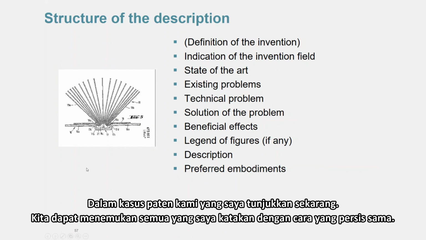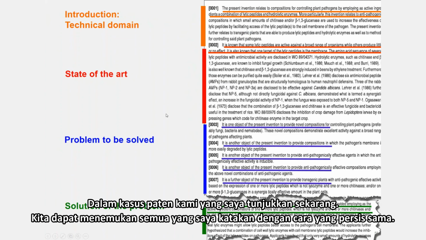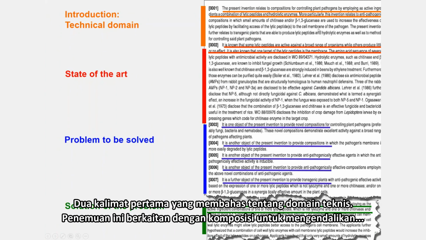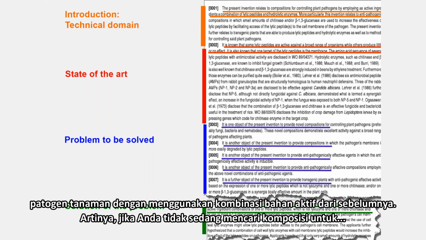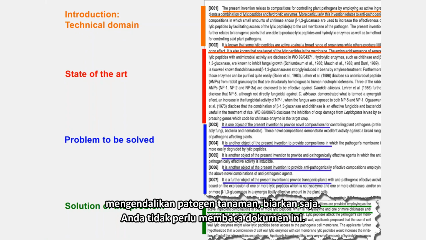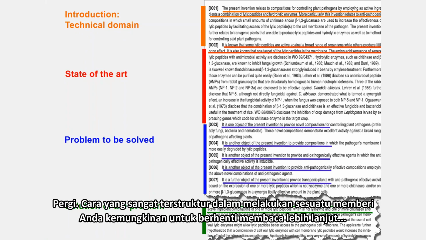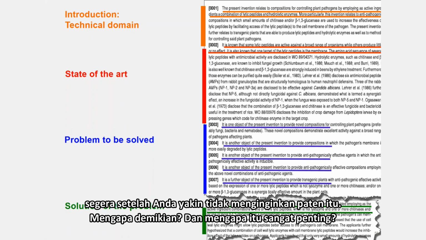So in the case of our patent that I showed you, you can find all what I said in exactly the same manner. The very first two sentences deal with the technical domain: the present invention relates to compositions for controlling plant pathogens by employing as active ingredient a combination of whatsoever. That means, if you are not searching for a composition for controlling plant pathogens, let it go. You don't need to read this document. Go away. This very structured way of doing things gives you the possibility to stop reading as soon as you are sure you don't want that patent.